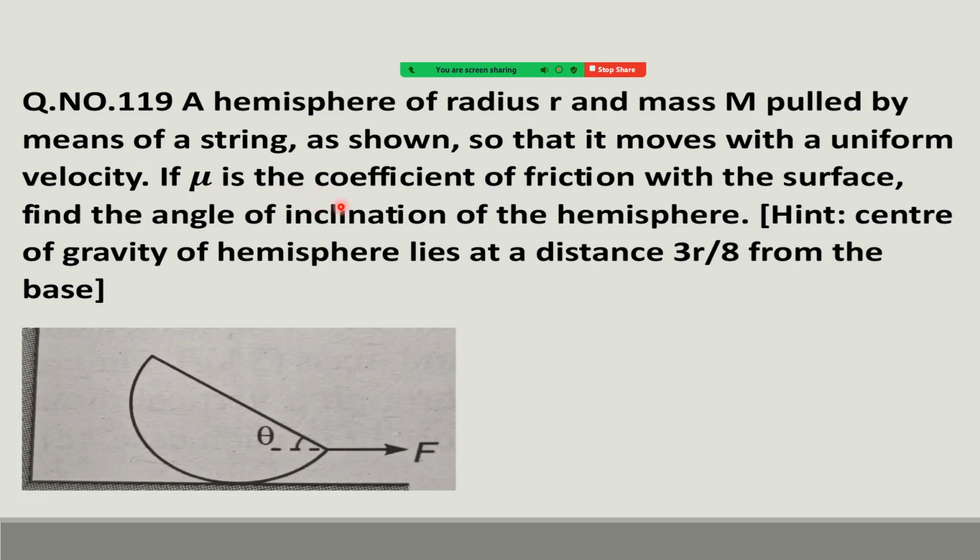If mu is the coefficient of friction with the surface, find the angle of inclination of the hemisphere. Okay. And a hint is given: center of gravity of the hemisphere lies at a distance 3r by 8 from the base. From the base means this is now the base. Okay. From the base, distance equal to 3r by 8. Let us see how to find this theta value.